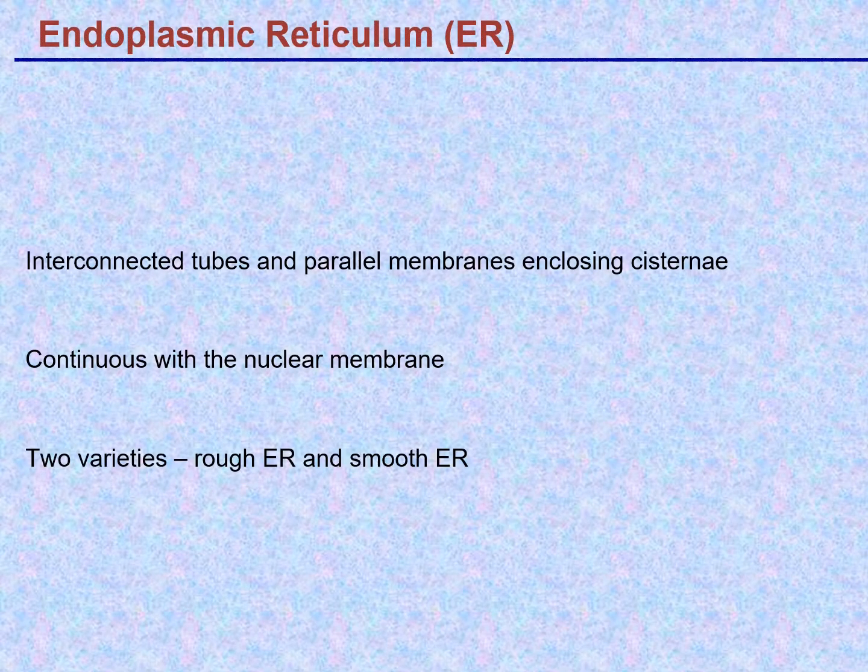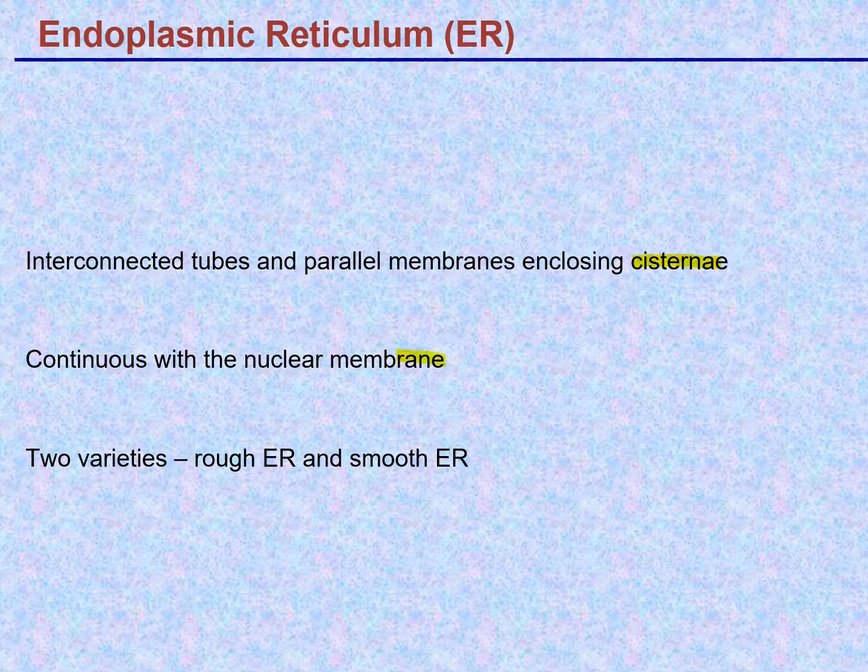Now, outside of the nucleus, the cell contains a series of membrane sacs that are parallel to each other, elongated, interconnected sacs and tubes that enclose a space called the cisternae, but I wouldn't worry about that. This is continuous with the nuclear membrane.